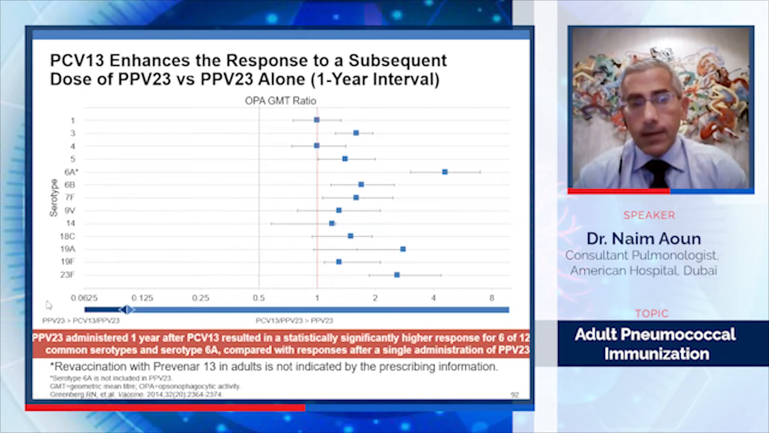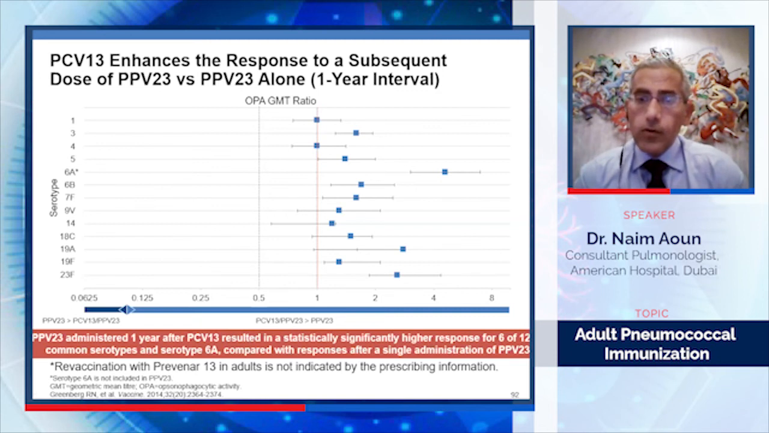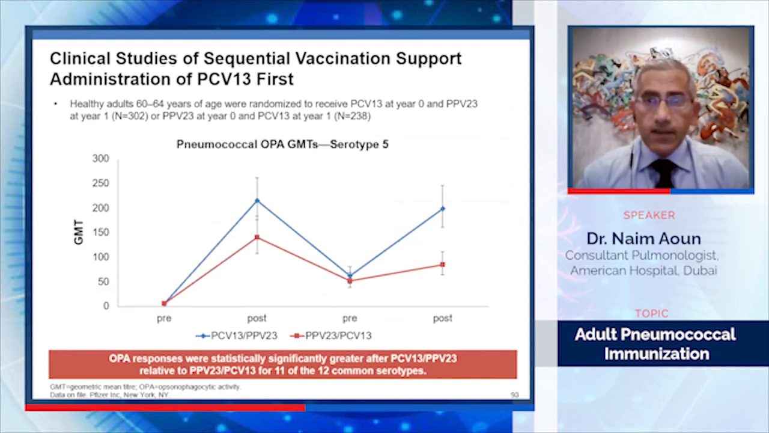And of course, here we are looking at the serotypes included in the PCV13 and overlapping with those serotypes from the PPV23. We are looking at immunogenicity on the right-hand side. We're looking at giving PPV23 alone versus giving it 1 year after having given the PCV13. And we can see that for all these serotypes, there's a significant immunogenic response versus having only one of them at 1 year time. So that's why we recommend, if we have to give both, to always give the PCV13 first and 1 year later, the PPV23. Clinical studies of sequential vaccination support administration of PCV13 as well.